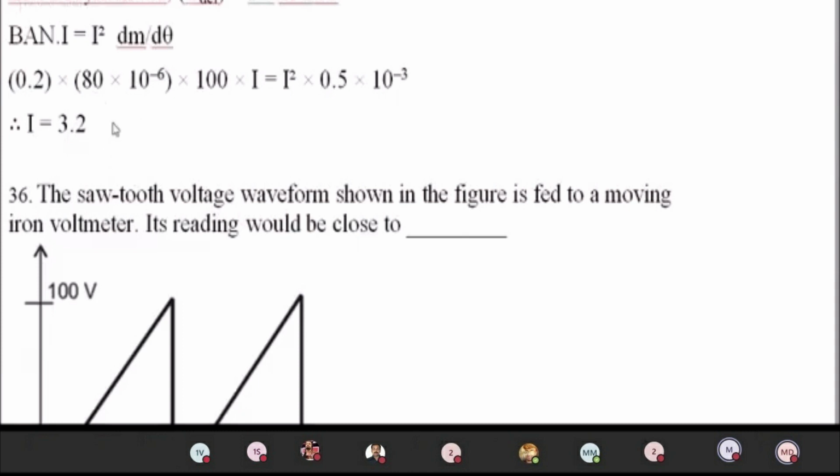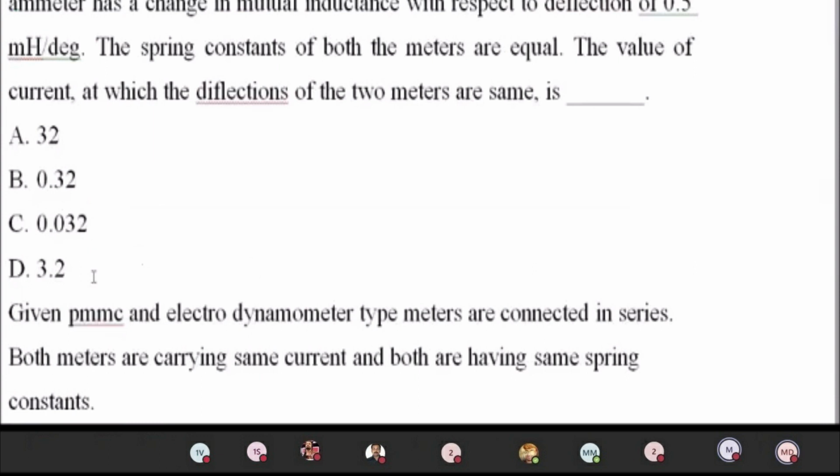After substituting the values, we will get I is equal to 3.2. Now check the choice. The exact choice is the fourth one.